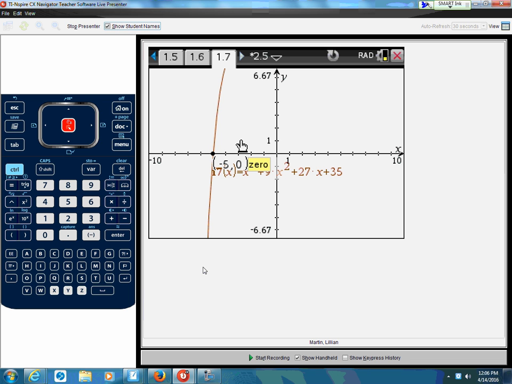Okay, so I would want you to verify that by putting -5 in the box and doing synthetic division. What was this? 1, 9, 27, 35. Is that right?